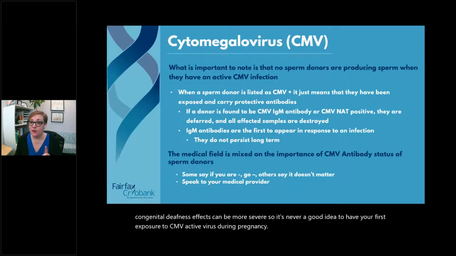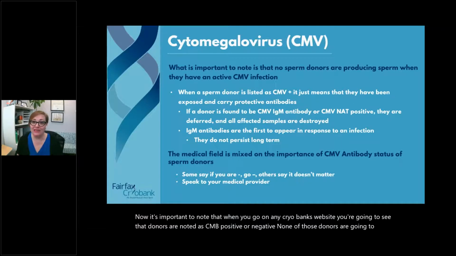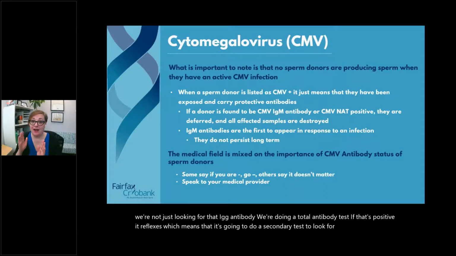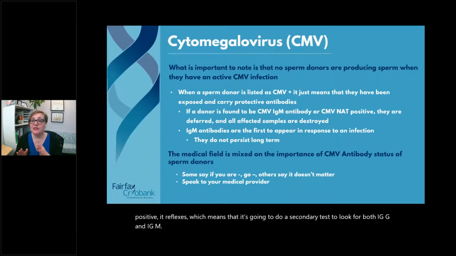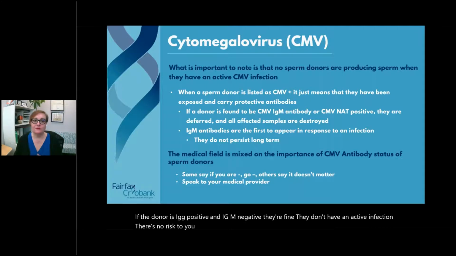Now, it's important to note that when you go on any cryobank's website, you're going to see that donors are noted as CMV positive or CMV negative. None of those donors are going to be producing sperm when they have an active infection. And the reason we can say that is that we're not just looking for that IgG antibody. We're doing a total antibody test. If that's positive, it reflexes, which means that it's going to do a secondary test to look for both IgG and IgM. If the donor is IgG positive and IgM negative, they're fine. They don't have an active infection.